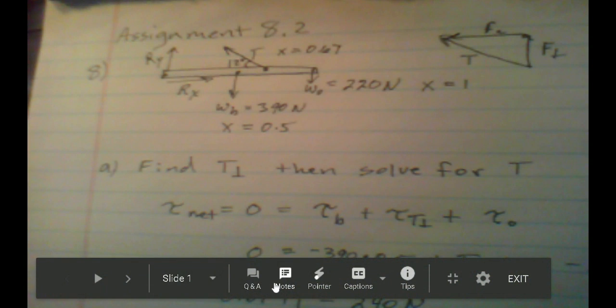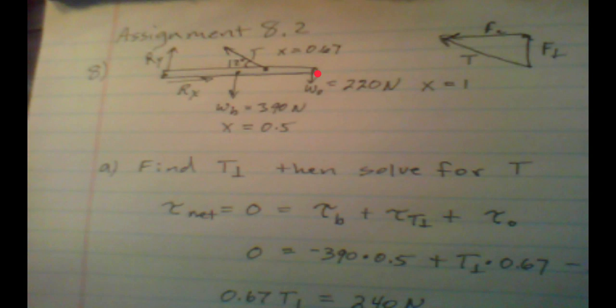I have drawn a bar to represent the body. The pivot point is here, and we can consider the weight of the body acting in the middle of the bar. Here we have the muscles in the back pulling at 12 degrees, and then out here we have the weight of the object. The weight of the object is 220 newtons. The weight of the body is 290 newtons, and the tension is what we're looking for.